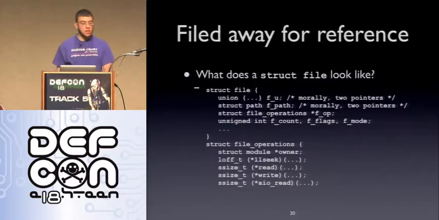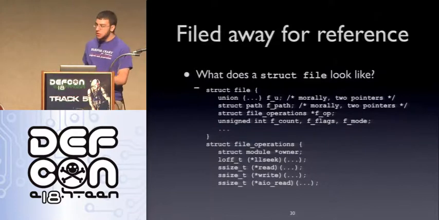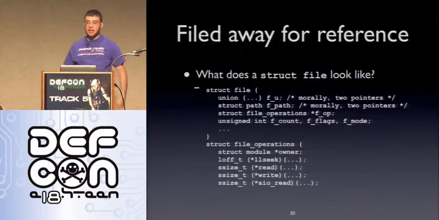What does a struct file look like? I'm going to give you the first couple of fields there that are interesting to us. There is a union, that's this linked list, which the kernel guys decided to call fu.